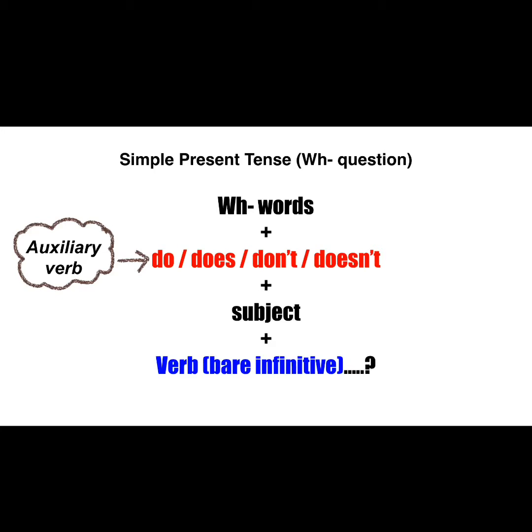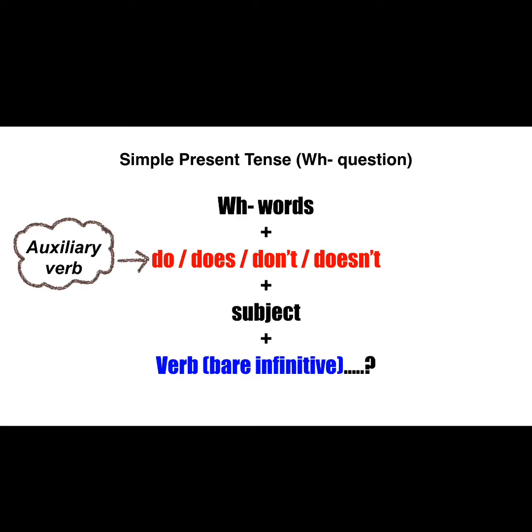First, you always begin asking the question with a WH word, which are when, why, how, what, who, whom, which, these WH words. Then, after the WH word, we will add an auxiliary verb: do, does, don't, doesn't. After the auxiliary verb, we need the subject. And then after the subject, we'll add the verb, but in bare infinitive, in the base form of the verb. And then you can complete the question with an object or any other complement.